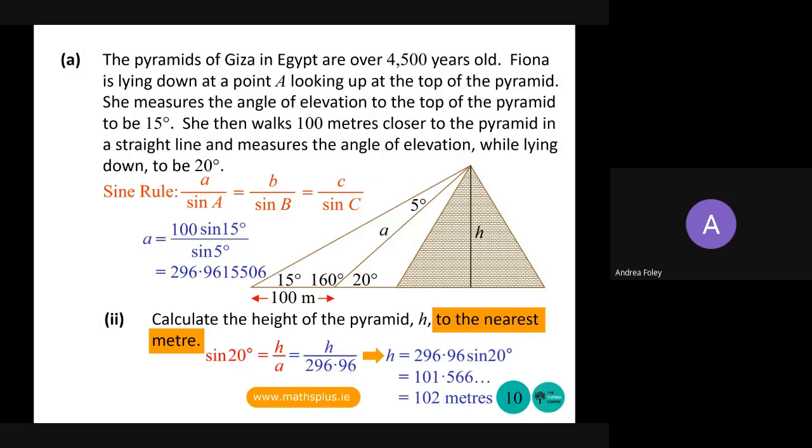For high partial credit, we're looking for A being found correctly, so finding the length of A correctly, and then an attempt to find the height. Okay, so an attempt to find the height. So if you just find A correctly and then stop, that would actually be low partial credit here. You have to have an attempt to find the height to be able to get your full credit. It is a starred question, so that means incorrect rounding, you drop 1 mark. So you would drop down to 9 marks for incorrect rounding here.